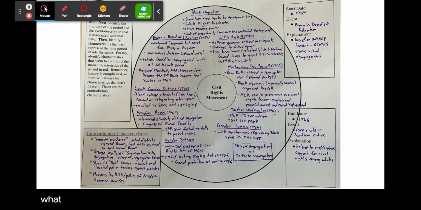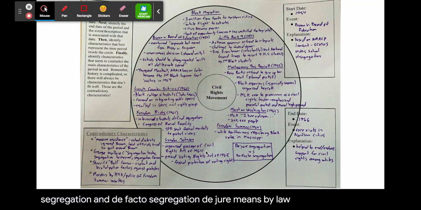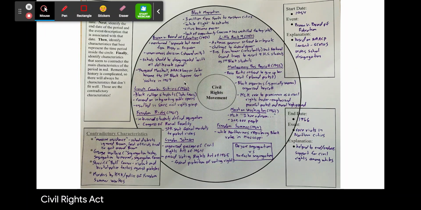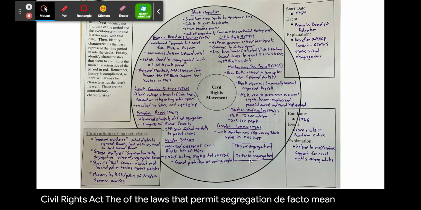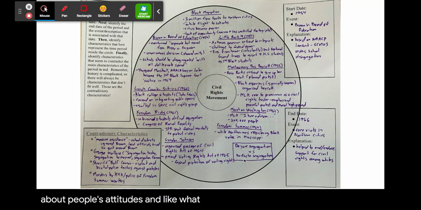And so what we end up seeing is this difference between de jure segregation and de facto segregation. De jure means by law. So the Civil Rights Act and Brown versus Board of Education were all getting rid of the laws that permit segregation. De facto means it's more about people's attitudes and what the actual practice is.